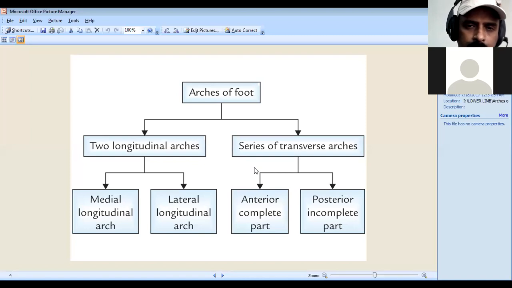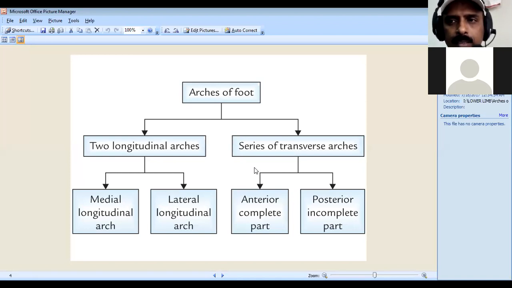The dome curved shape, that is what we call an arch, and these arches help to propel the body forward during walking, running, and jumping. So these arches are very important to a person during running, walking, jumping. To meet all these requirements, the human foot is designed in the form of arches. That you have to tell.